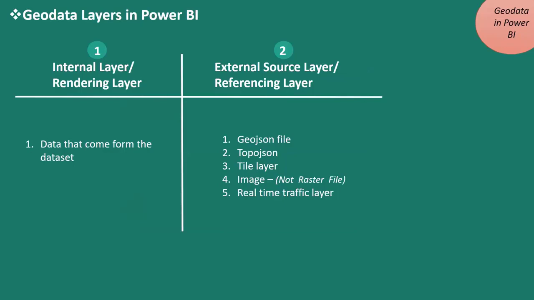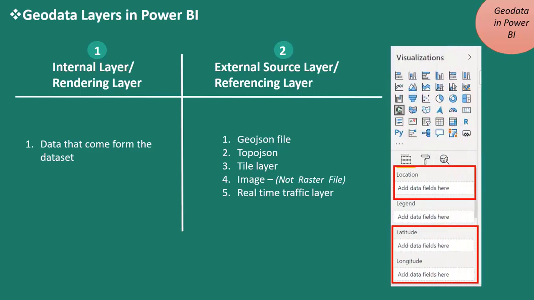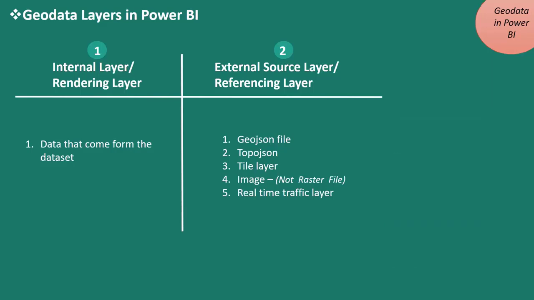We have two types of layers within Power BI. We have the internal layer, or else rendering layer. It's all the data we can import from our dataset. And we can import data from our datasets from two types of fields. One is the location, and the other one is latitude and longitude. And also, we can have external source layers or referencing layers, where we have GeoJSON files, TopoJSON, tile layers, images, not the raster file we mentioned before, and the real-time traffic layer, which is a group by itself.